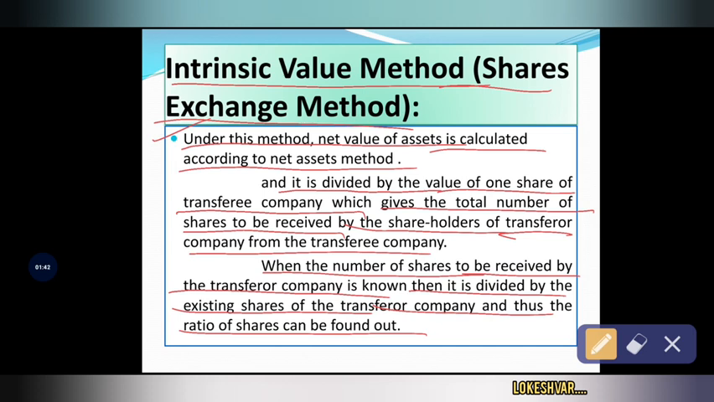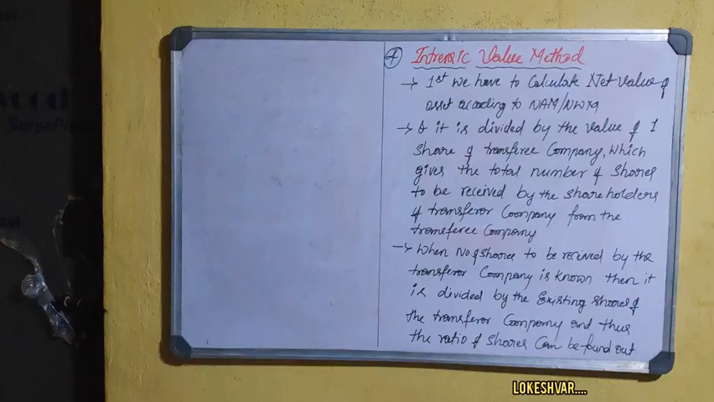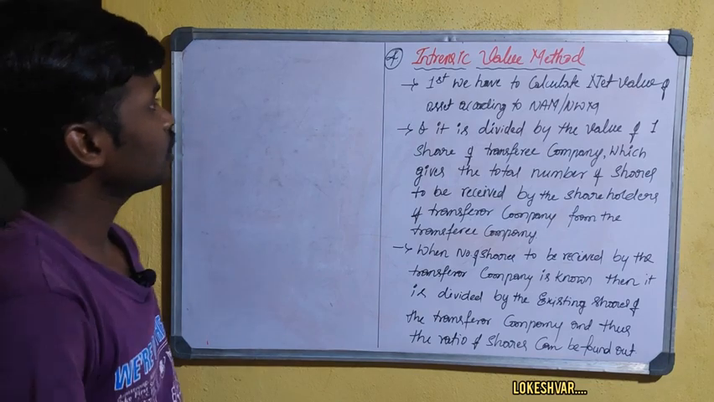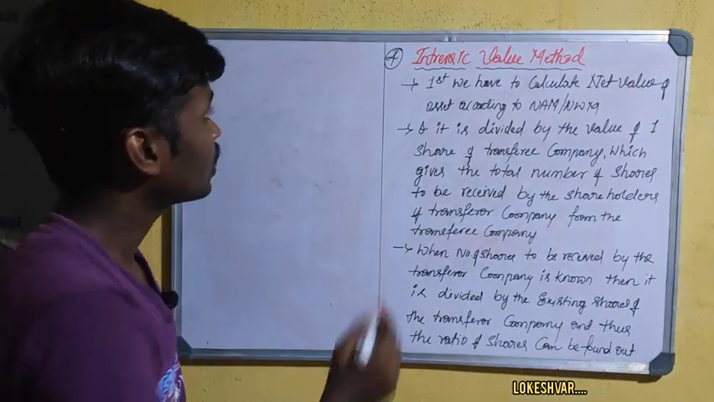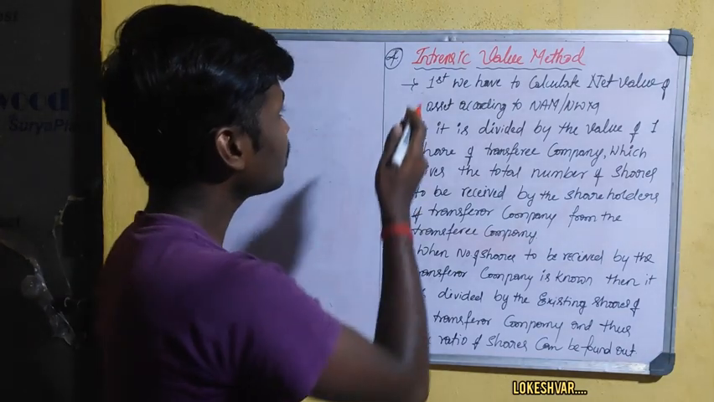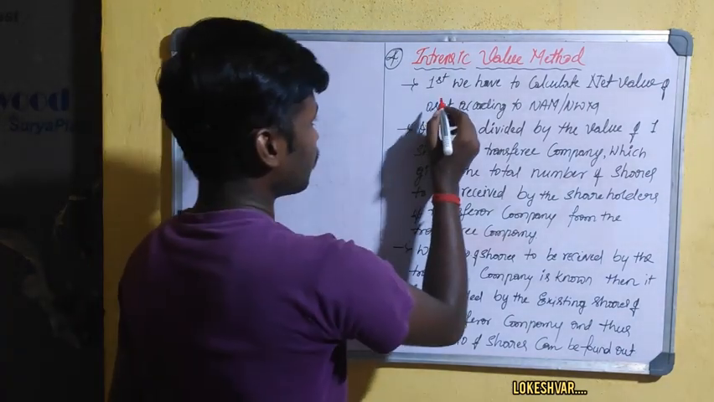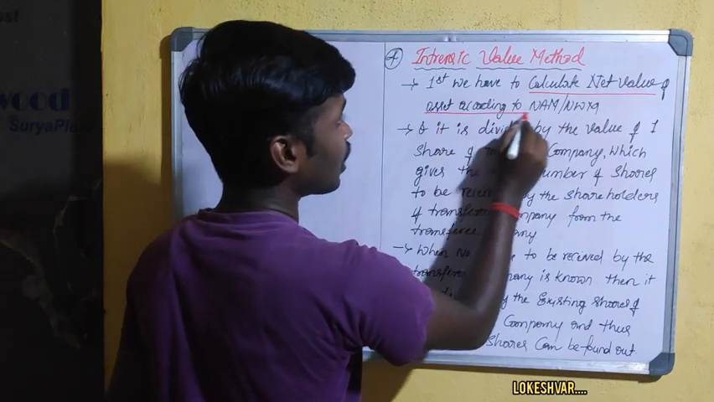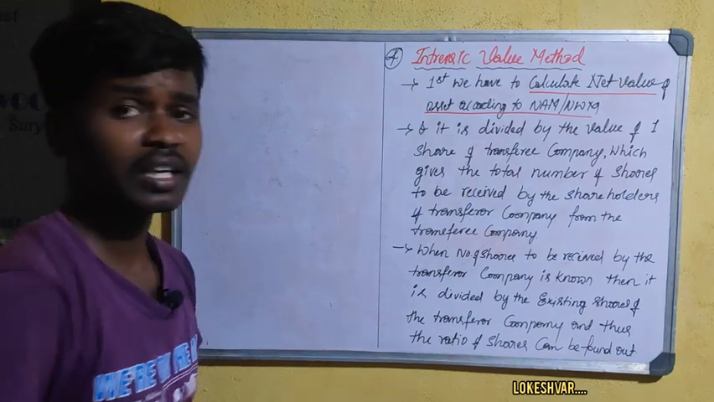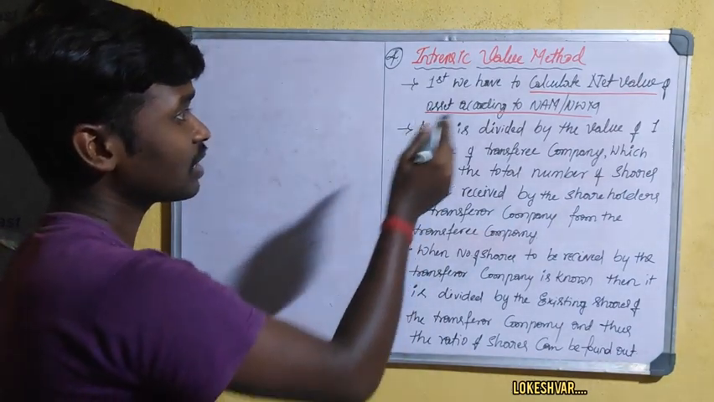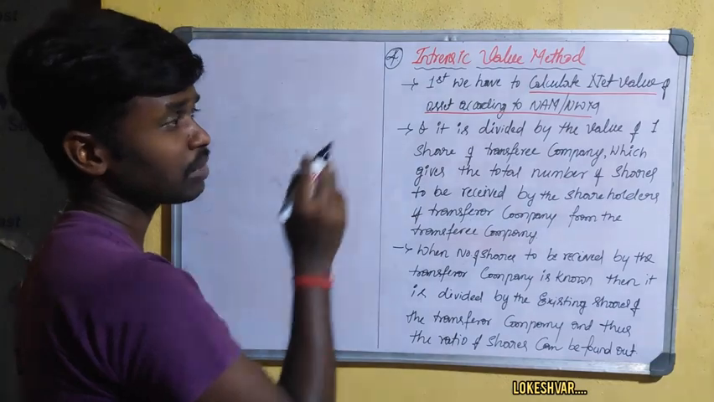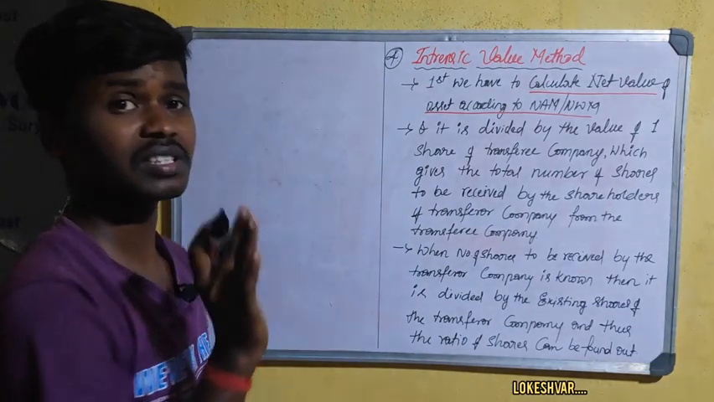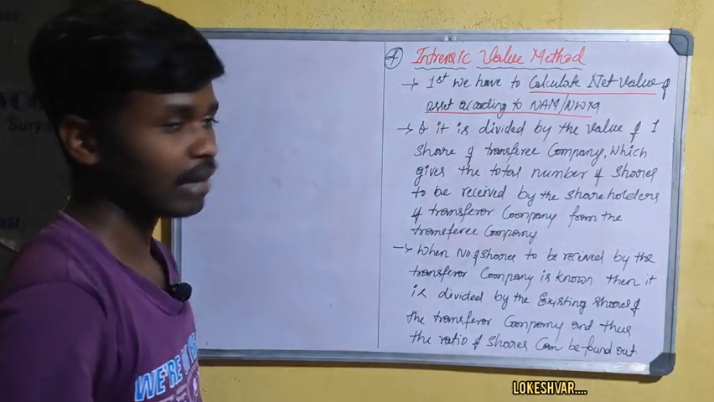I think this concept is better explained through a video. See the video. See the first condition under the intrinsic value method. Under the intrinsic value method, first we have to calculate the net value of asset according to the net asset method or net worth method. By using this method we calculate the first purchase consideration or total net value of asset.